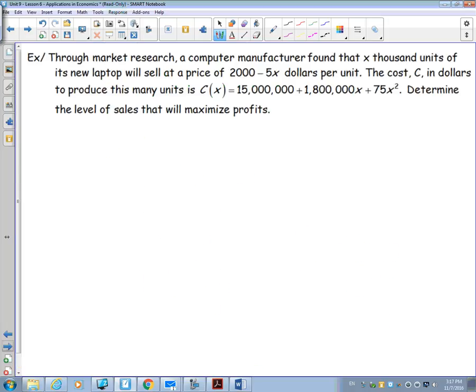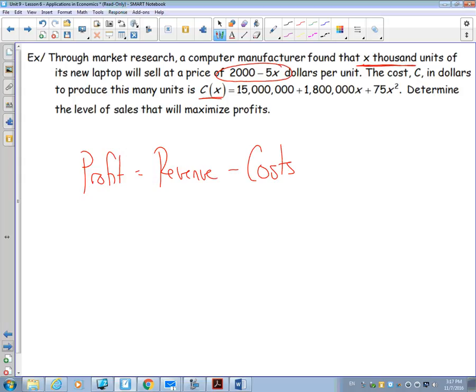Okay, if we try the third one, market research indicates a computer company that manufactures laptops will sell at a price of 2,000 minus 5x, where x is thousand units. The cost to produce this many units is given by this. Determine the level of sales that will maximize our profits. So here, we got to think about profit. How do I find profit? Well, I bring money in, my revenues, whatever I sell them for, and I still got some costs actually to produce these things.